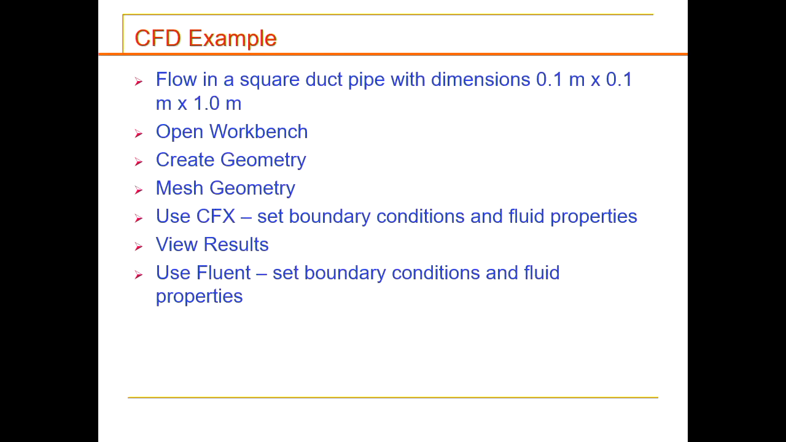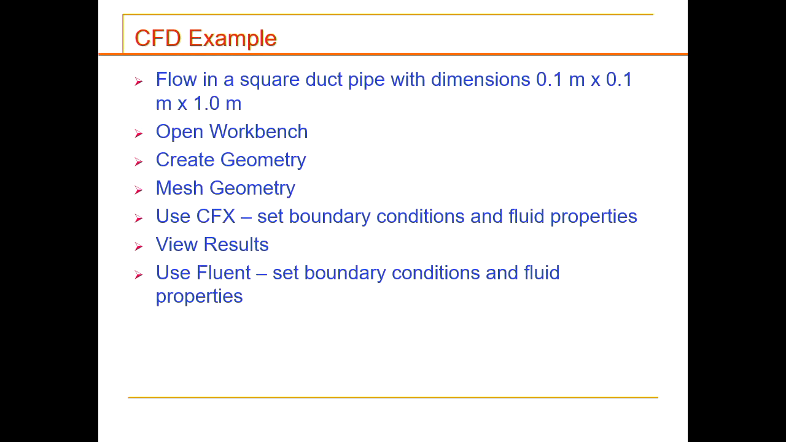So the whole purpose of this course is to teach you what things you can look for from a computational fluid dynamics aspect. After this slide, I'm going to solve a flow in a square duct pipe with dimensions 0.1 meter times 0.1 meter times 1 meter. So the area of the duct will be 0.01 meter squared, and the length will be roughly 1 meter. I'm going to use Workbench to create this problem.